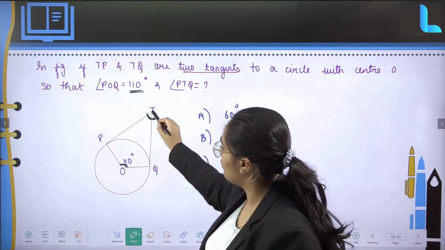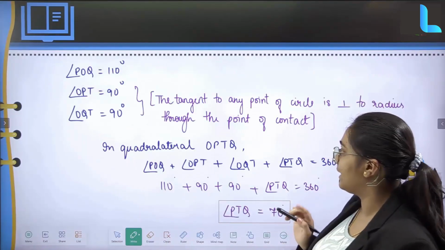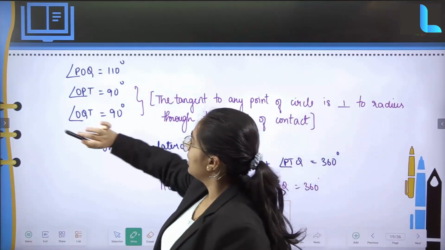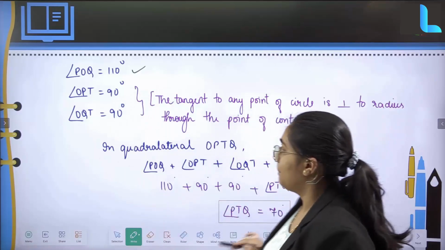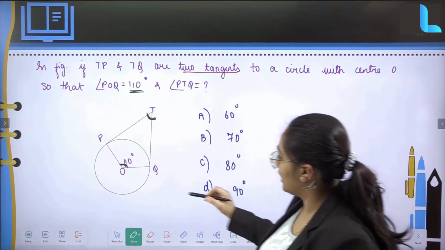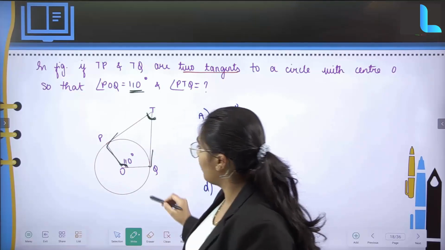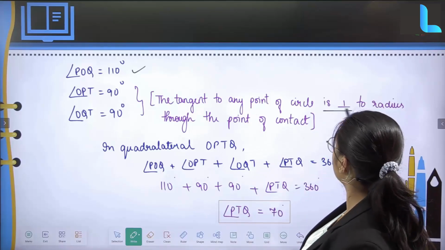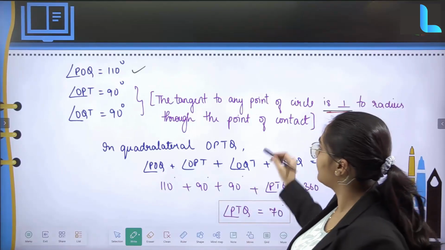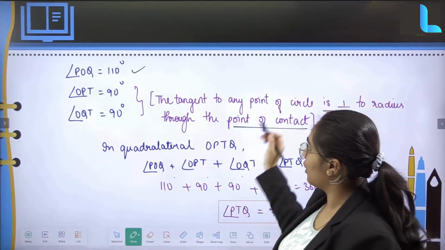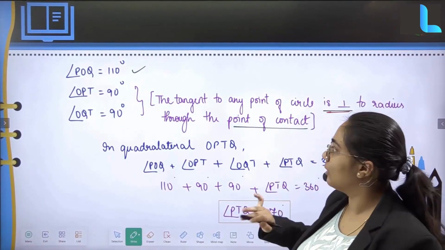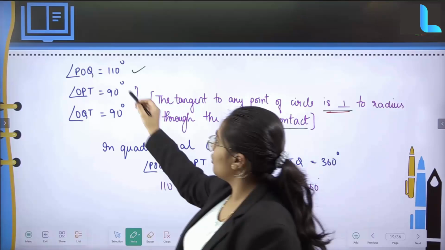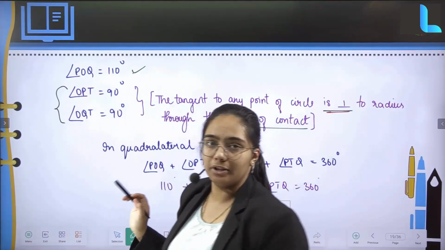It is very simple. The sum of both of them has to be equal to 180 degrees first and foremost. If that is equal to 180 degrees, you can find out. So over here, angle POQ is specified, and angles OPT and OQT are always going to be equal to 90 degrees. We know that because the tangent at any point of a circle is perpendicular to the radius through the point of contact. So these two angles are going to be equal to 90 degrees.